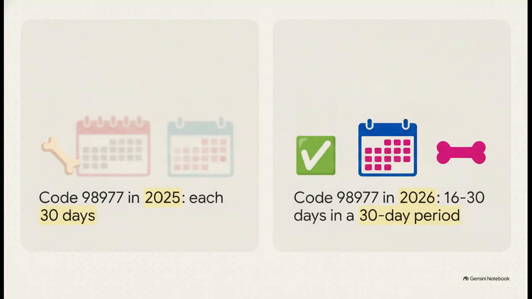And keep in mind, this standardization applies across the board. Take a look at code 98977, which covers musculoskeletal system monitoring. We are seeing the exact same shift here. That vague each 30 days language, completely gone. It's replaced by 16 to 30 days in a 30-day period. I can't stress this enough. If your tracking system isn't strictly monitoring that 16-day threshold, your claims are going to fail, for sure.